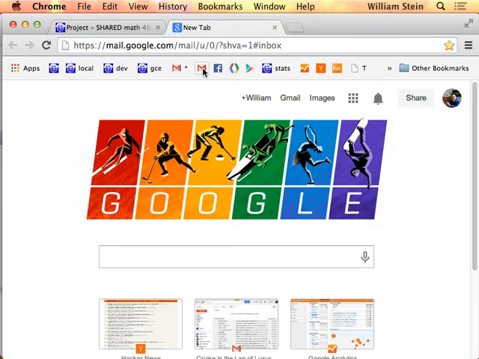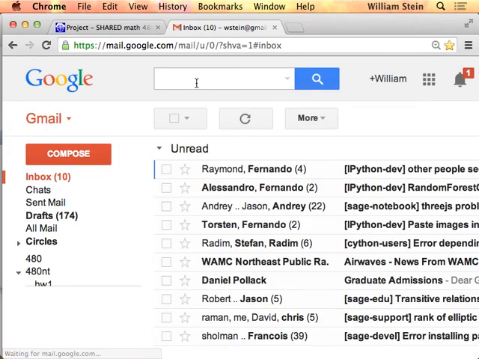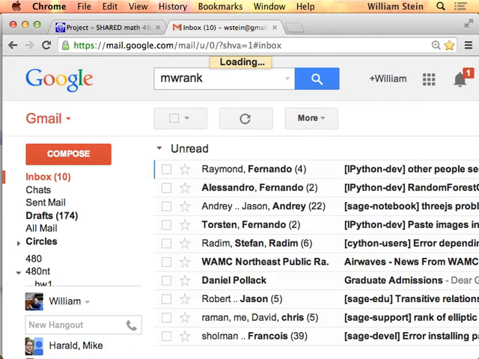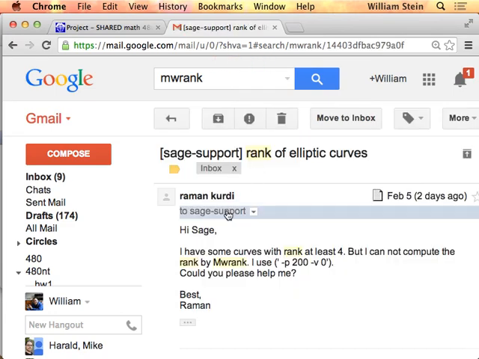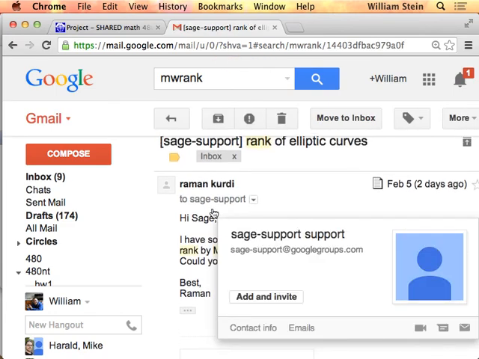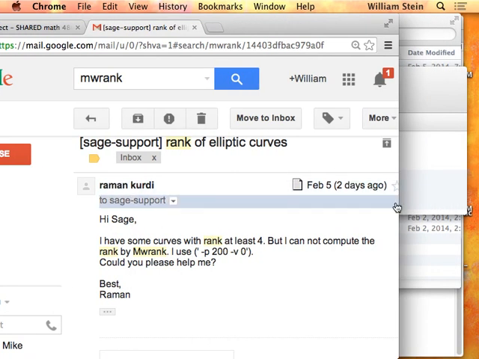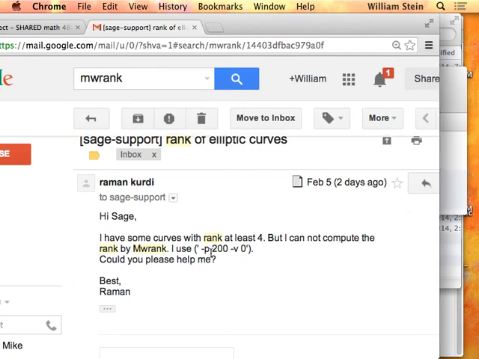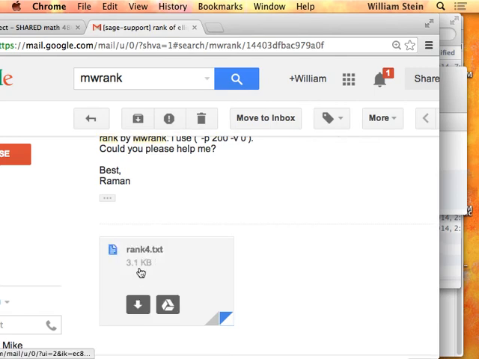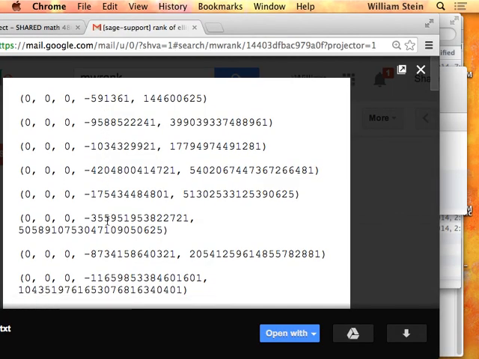Actually, instead of making up vague things about how elliptic curves come up and the numbers get big, I'll just check my email because there was a message yesterday about this. MW rank on the list. This is very typical of what happens. So some random sounding person, Raymond Curdy, writes to the Sage list, I have some curves and I cannot compute the rank. That is, the number of independent generators. Help! So then they have their file full of curves, which the first one looks pretty doable, and then the numbers just start getting bigger and bigger and bigger.